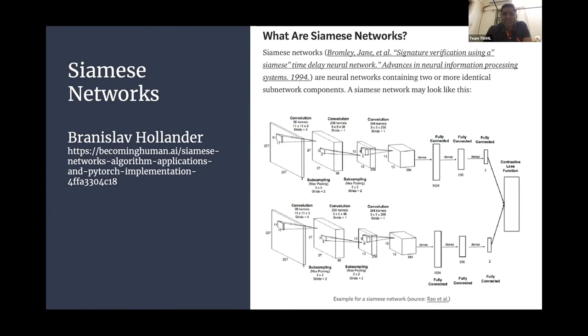So here you see the basic explanation. This is a neural network which has two or more identical sub-network components. A Siamese network looks like this: you have a model on the top and an identical model on the bottom. You send a pair of images through each of these models, and both models are identical. Then you take the loss function between the outputs of these two models and optimize the loss for the two images. Based on the image distance, you can understand whether these two images are related or different. I've given credit to the person from the Medium post from which I took this image. You can read through this post to understand this in more detail.